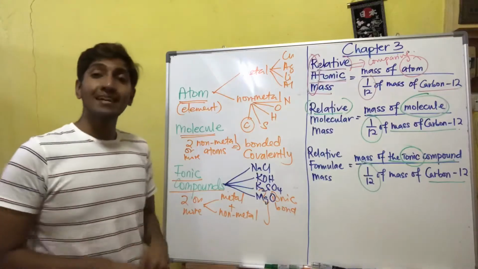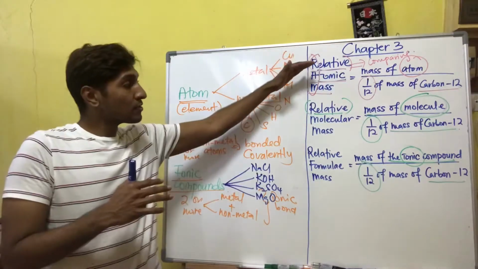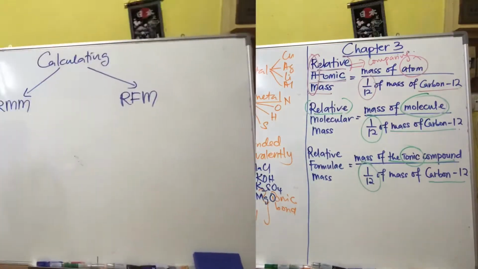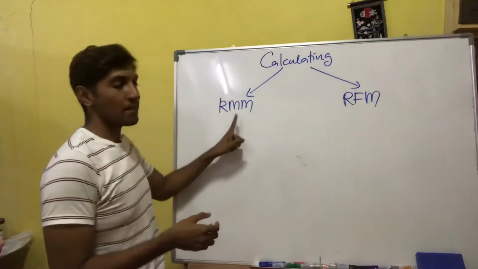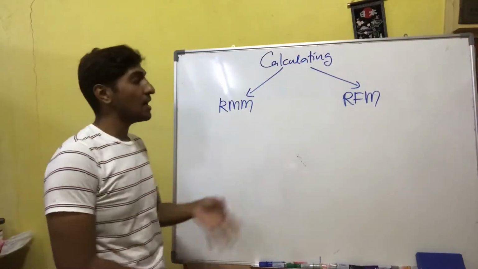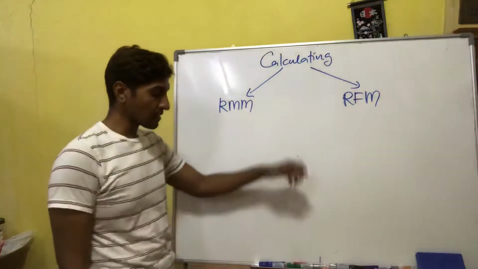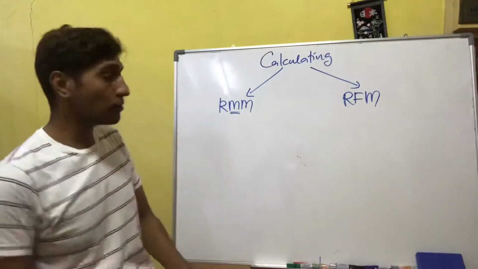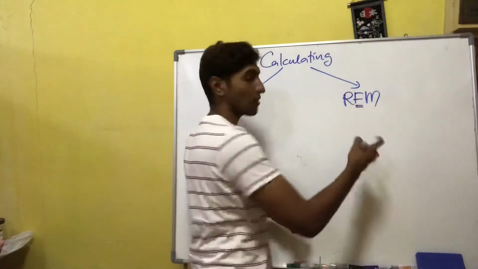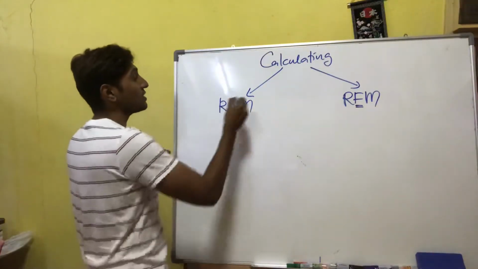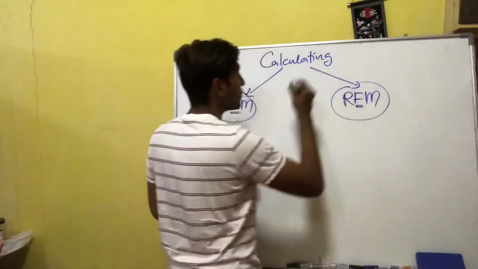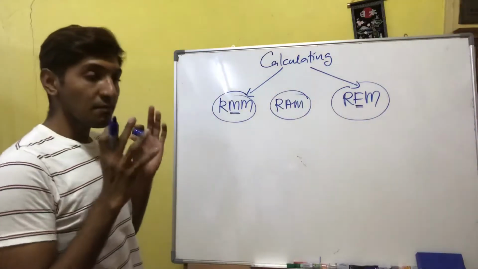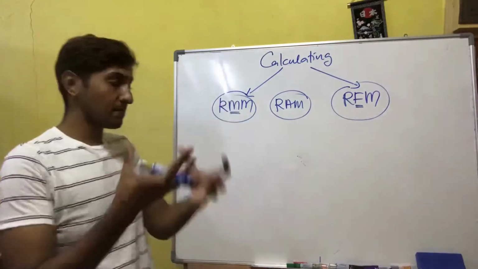Okay, so next we're going to talk about how we are going to use this and how it makes sense together. So now we're going to talk about how to calculate RMM, which is relative molecular mass, and RFM, relative formula mass. As we all know, relative molecular mass is basically the mass of the molecule, and relative formula mass is the mass of the ionic compound. In order to calculate both of these, we need RAM. RAM is the relative atomic mass, which is the mass of an atom, like I said just now.